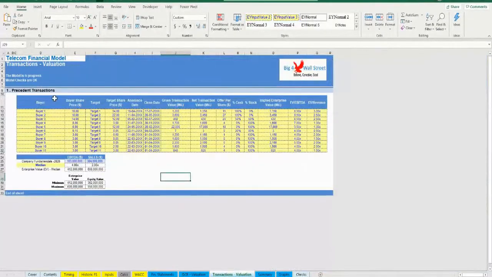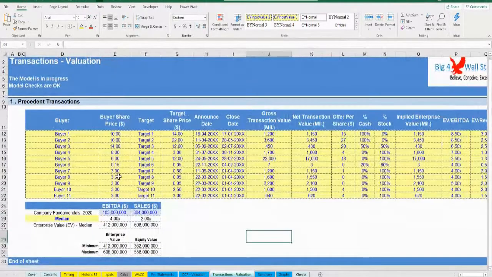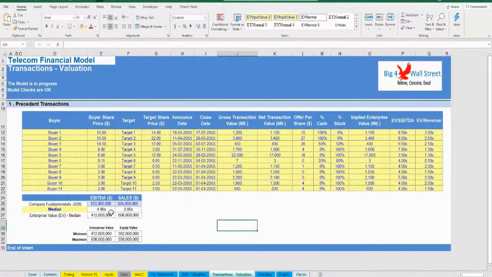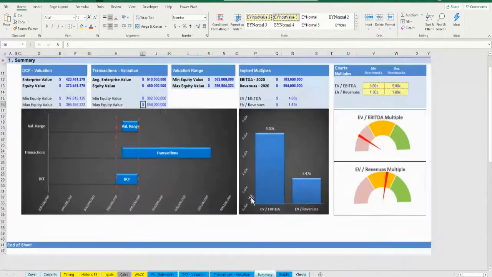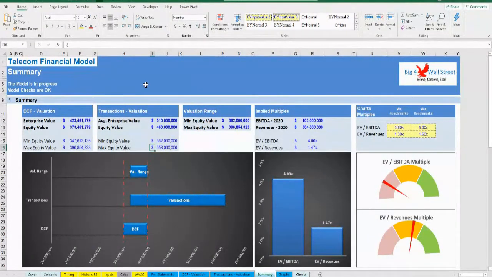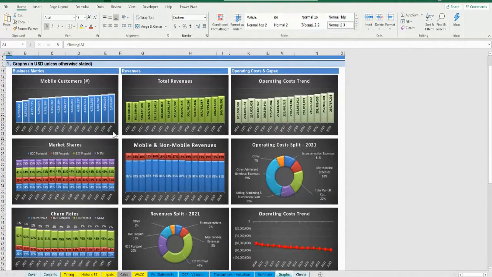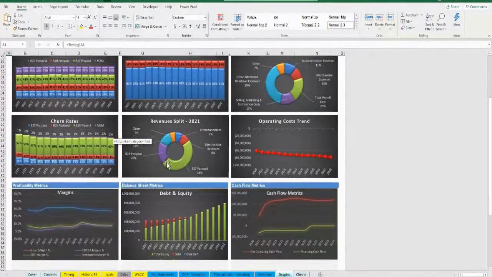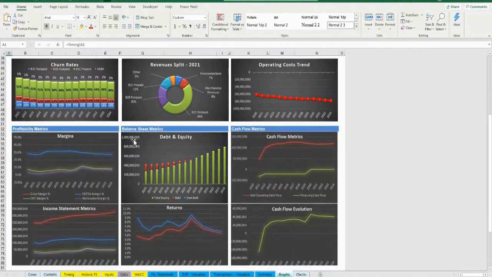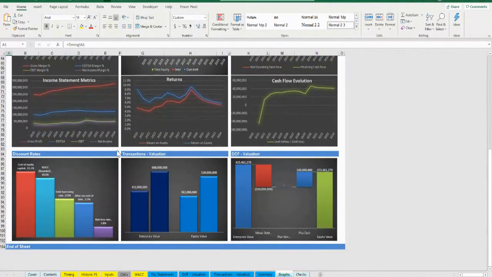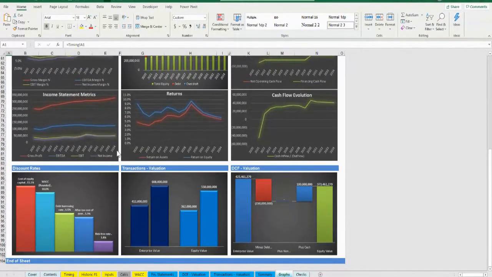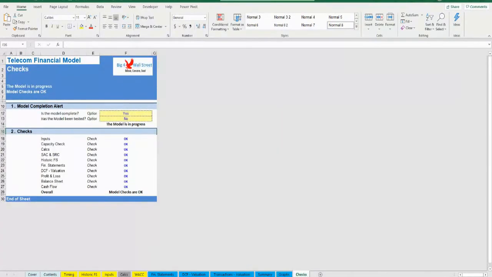In the Transactions Valuation tab, a valuation is performed based on the resulting EV/EBITDA and the EV/revenues from precedent transactions. In the Summary tab you are able to see a high-level valuation summary which can be readily printed on one page for your convenience. In the Graphs tab, various graphs present the business metrics, revenues, investment and operating expenses, profitability metrics, additionally balance sheet and cash flow metrics, and we finish with discount rates and valuation graphs.